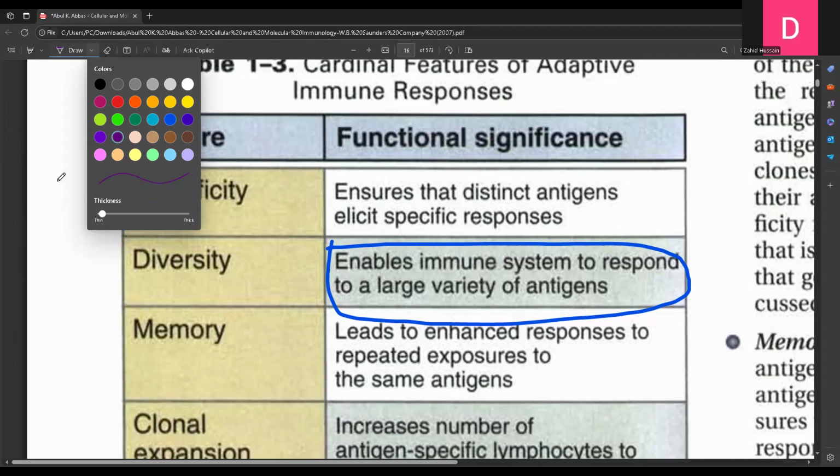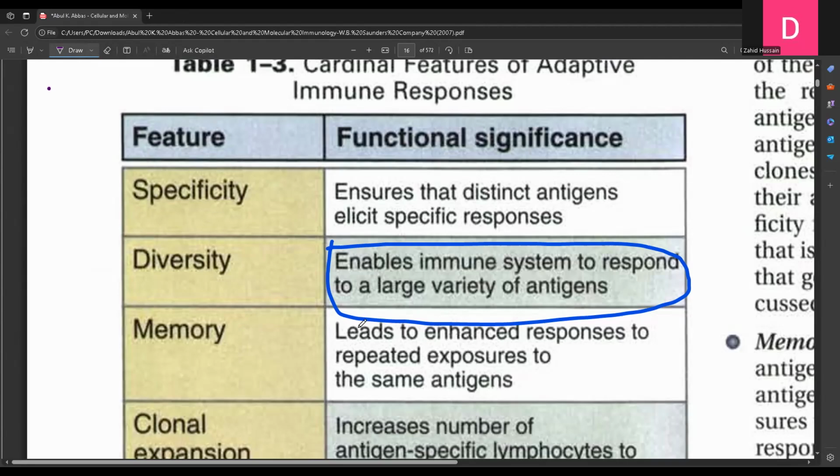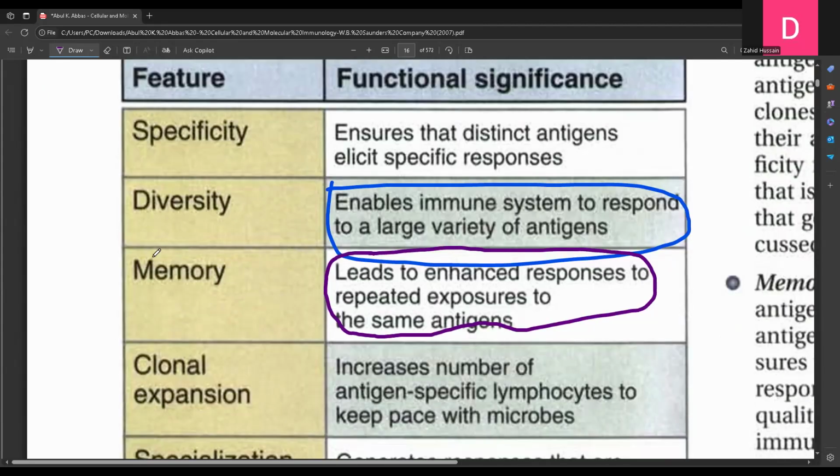The third feature is memory. Once an immune response has been produced, it leads to enhanced responses to repeated exposures to the same antigen. For example, if you take a vaccine in childhood, then for the whole life our immune system will be able to keep it in memory, and when that antigen or virus enters at any stage of life, an immune response will be generated against it. So it has memory cells in it. Memory is a cardinal feature of the adaptive immune response.